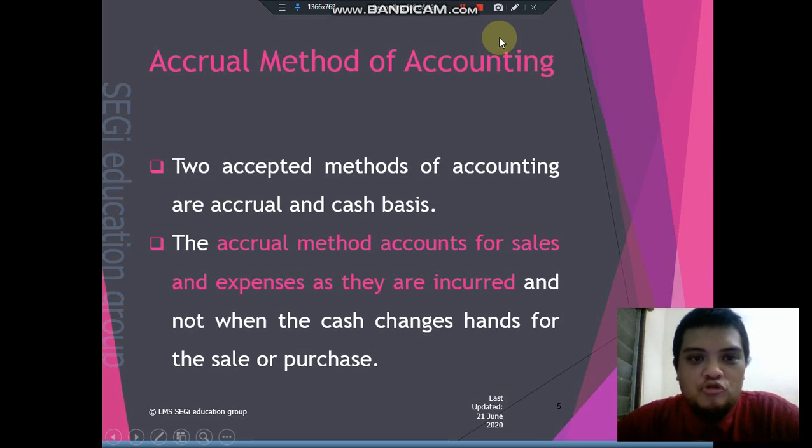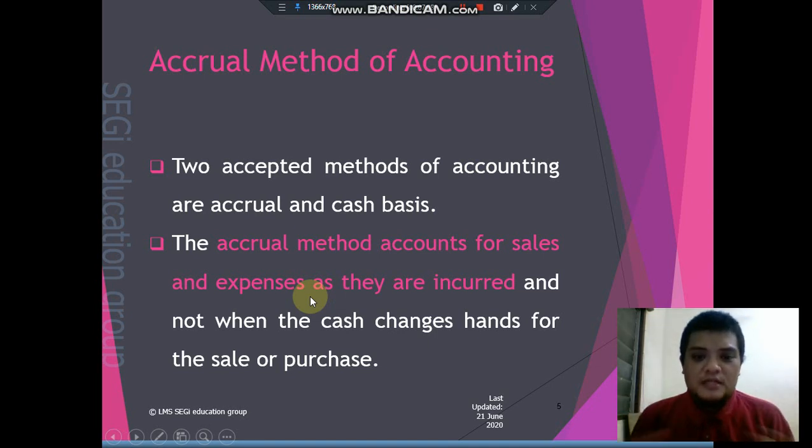Number one, you should know that the two accepted methods of accounting are accrual and cash basis. However, accrual method of accounting is considered the best for food service operation, because this accrual method accounts for sales and expenses as they are incurred. Guys, what does it mean, accrual method? Accrual method is in which you will record sales and costs when you are incurring them.